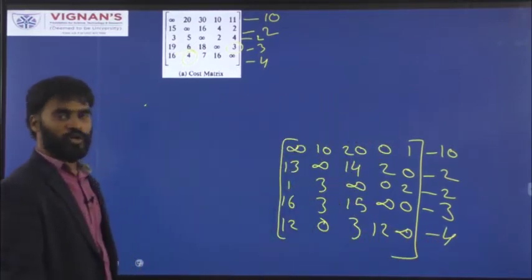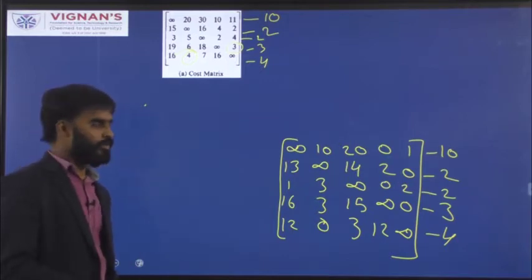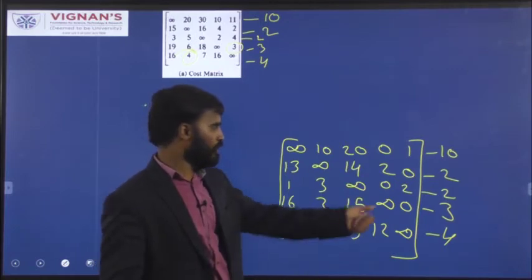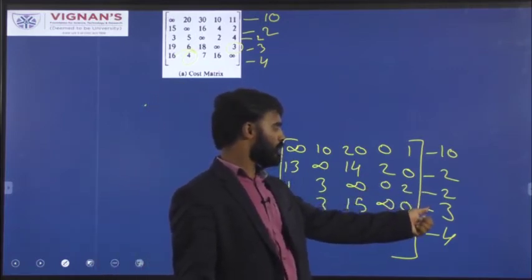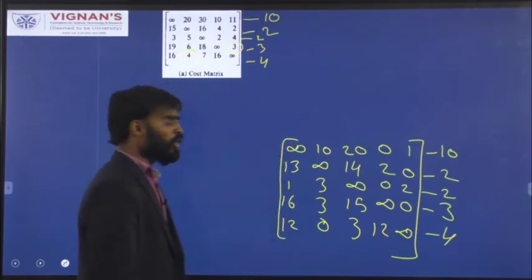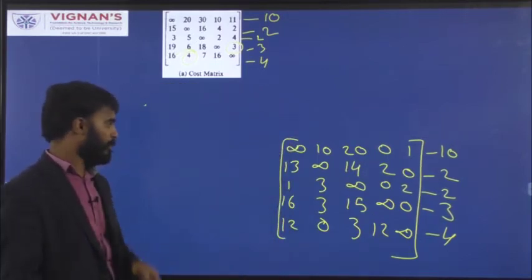So like this you have to perform row reduction for all the rows. The cost of reducing the first row is 10, the second row is 2, the third is 2, the fourth is 3, the fifth is 4. Do the same for columns also.